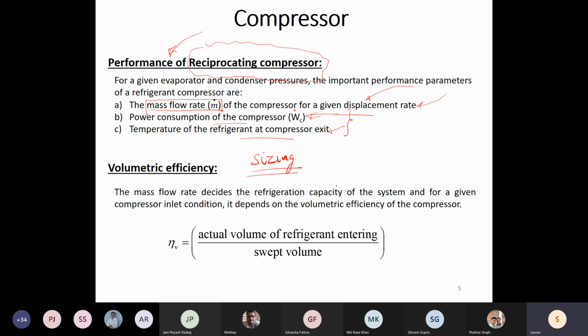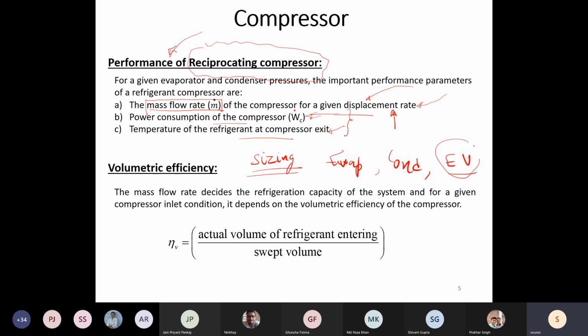You may have a compressor of a particular displacement volume, and now you will have to decide if this much displacement is enough for your application. Similarly, when you have to design the evaporator, you will again look for standard heat exchangers available in the market. In case they are not, then you will go for designing a customized heat exchanger. So you will size your evaporator, your condenser, and your expansion valve.